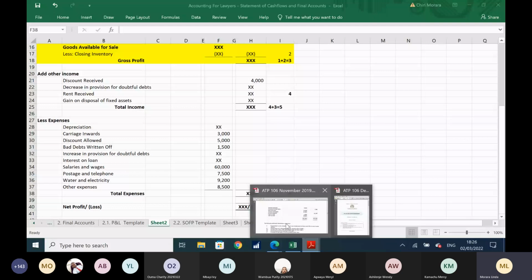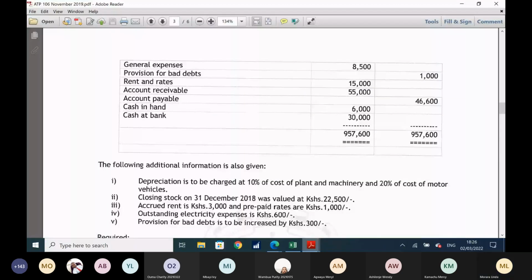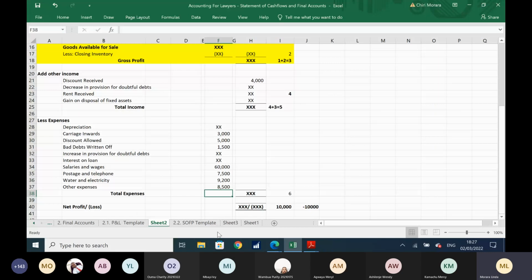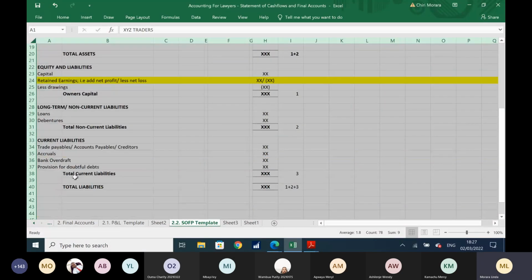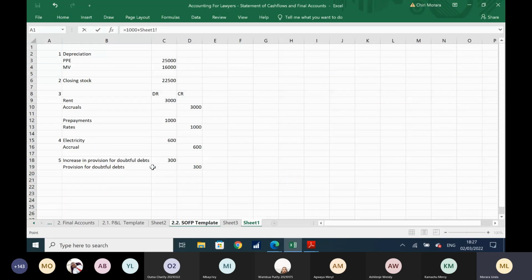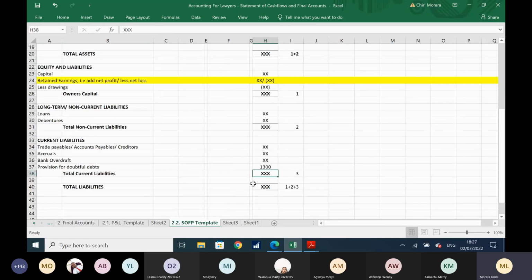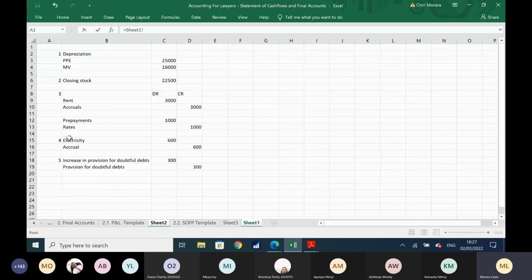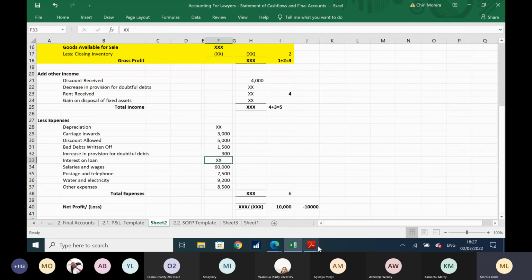The next one we have is provision for bad debts, right? That is coming to our balance sheet here. The provision for bad debts is 1,000. But you should be able to recall that we had something touching on it there. So you credit it, you add it with that much. And have we touched the increase? Oh no, not yet. But we had a note for that, so I can just adjust it. Our increase is there with 300. That is from the additional information. We are close to the end.